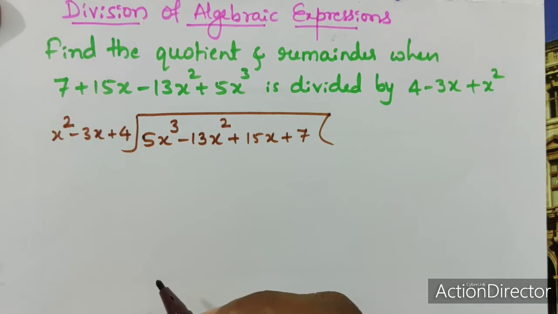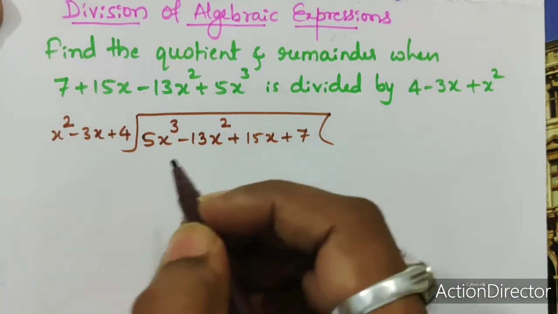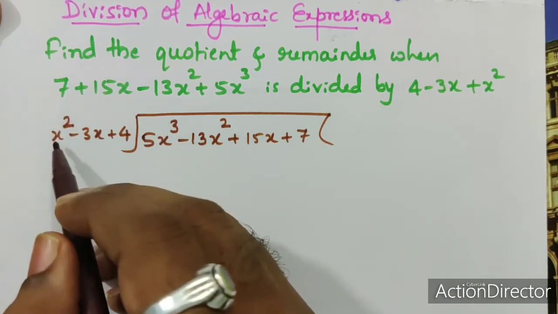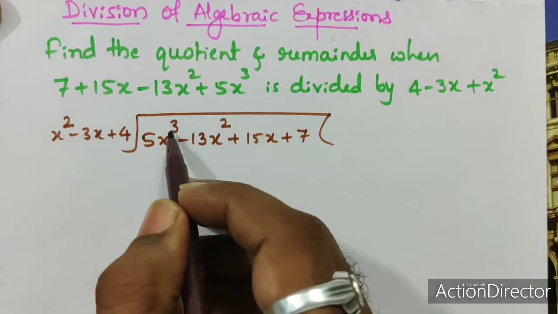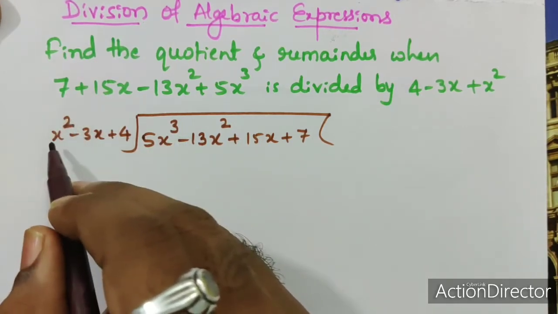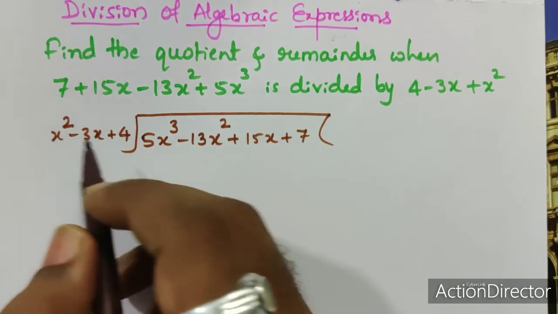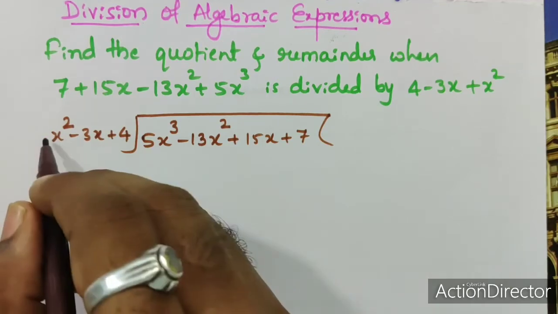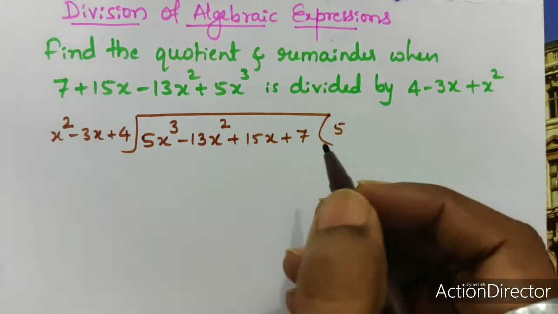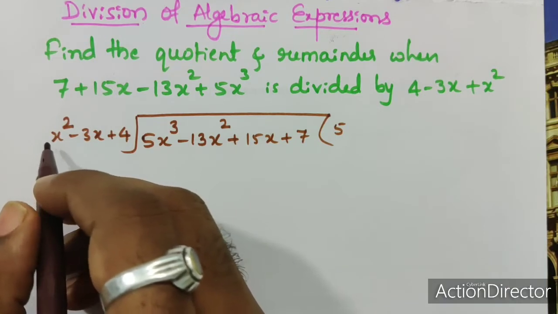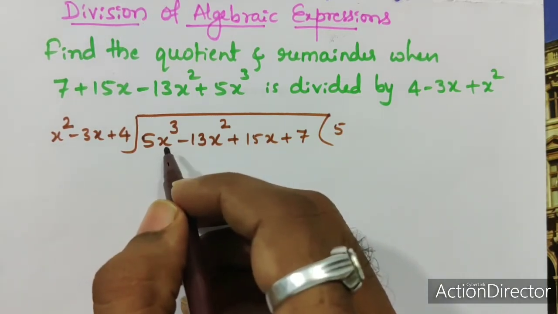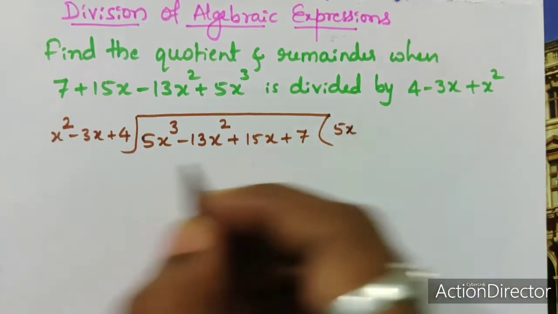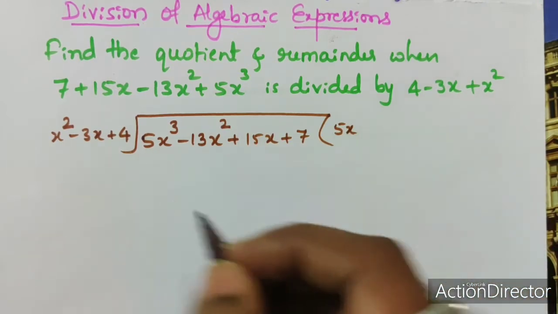Okay, so as we discussed in the previous questions, we should always check the first term of the dividend with the first term of the divisor. I mean to say, the first term of the expression should match with the first term of the divisor. In the dividend I need 5x cube. Here I don't have anything, so first I need to multiply by 5. 5 into x square becomes 5x square, but actually I need 5x cube, so for this x square I have to multiply one more x. Then x square into 5x becomes 5x cube.